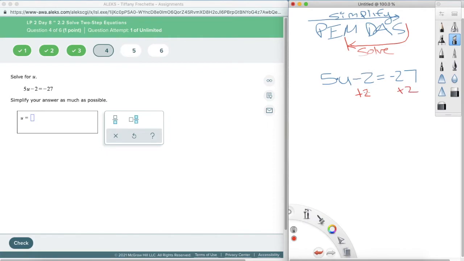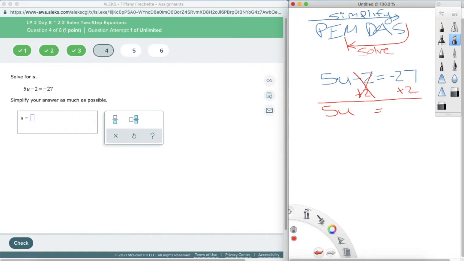They will cancel. This is another one that does throw students off when the negative is on top and the positive is on the bottom. It doesn't really change anything at all. It is still a negative and a positive, and they're the exact same number. So they still cancel out just the same as they would if it were +2 on top and -2 on the bottom. So now I have -27 plus 2.